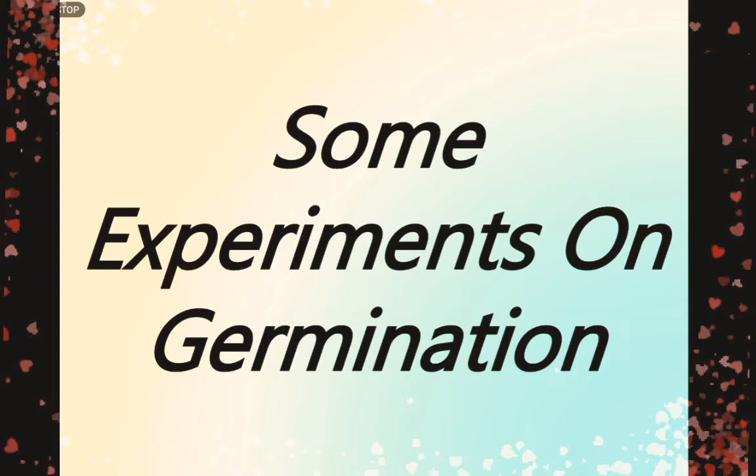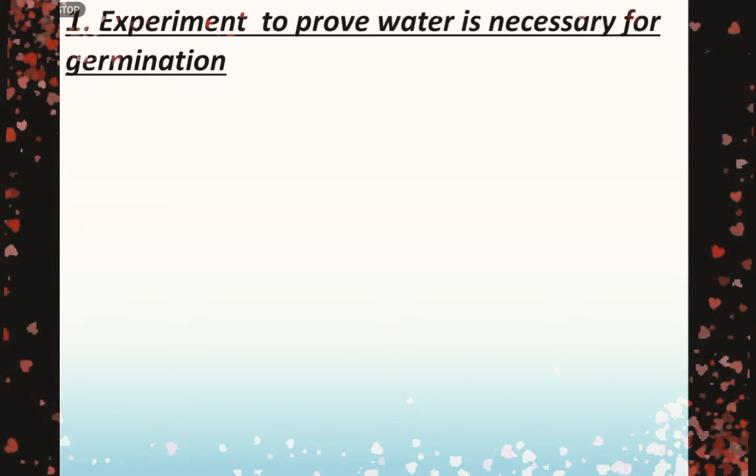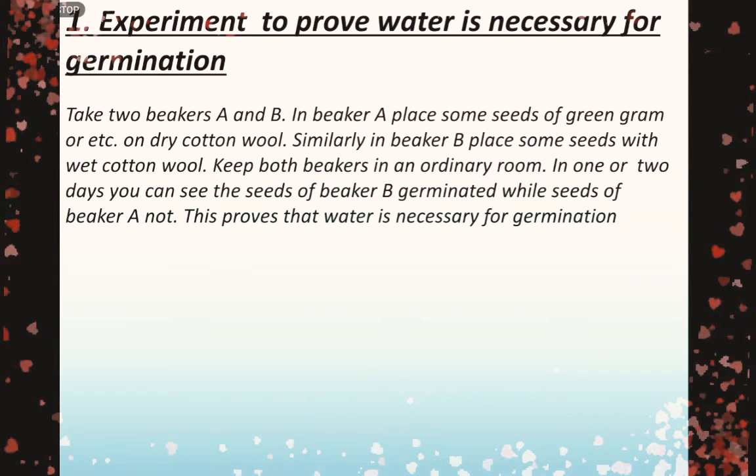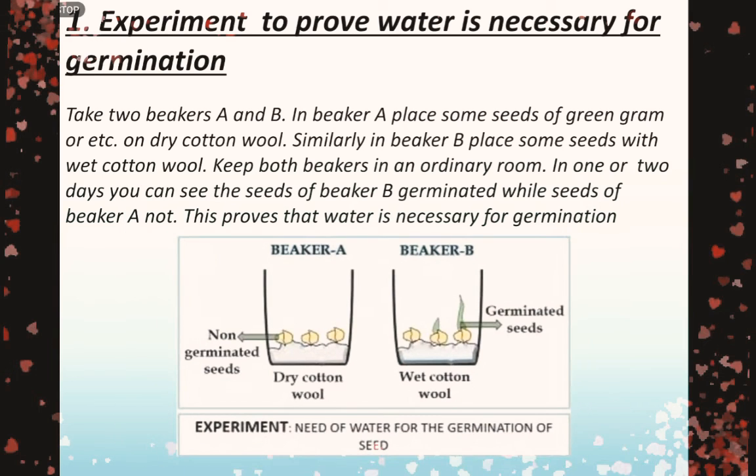Now let's see some experiments on germination. Experiment to prove water is necessary for germination. Take two beakers A and B. In beaker A, place some seeds of green gram or similar seeds on dry cotton wool. Similarly, in beaker B, place some seeds on wet cotton wool. Keep both beakers in an ordinary room. In 1 or 2 days, you can see the seeds of beaker B germinated while the seeds of beaker A did not, because in beaker B we put wet cotton wool. This proves that water is necessary for germination. See this diagram below.